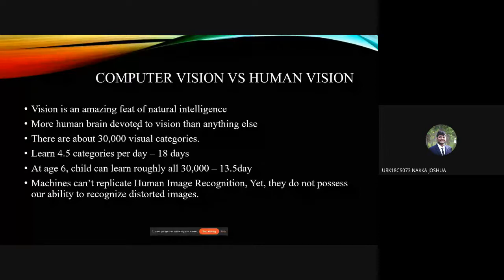In the human brain, most of the brain is devoted to vision. Vision is an amazing feat of natural intelligence. There are around 30,000 visual categories. If an average man can learn around 4.5 categories per day, it will take around 18 days to completely learn all 30,000 visual categories. But at the age of 6 years, a child can learn all these 30,000 categories in just 13.5 days. So that is the difference between a human and a computer.